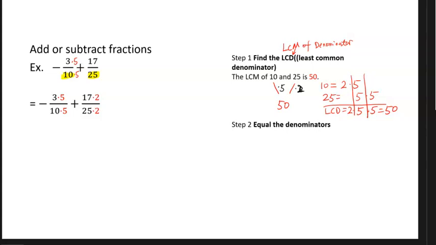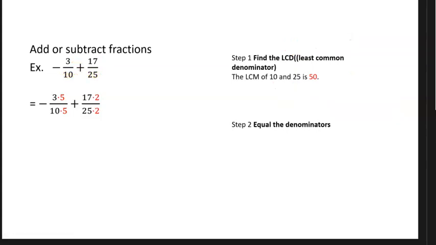Same thing with the second one. We first multiply the bottom by 2, and then we multiply the top by 2 immediately because we want to keep the same equivalence. So now we're going to multiply them out. We get 15 over 50, 34 over 50. And what we need to be careful about is the minus sign in front of the first one and the plus sign in front of the second one need to be brought down.